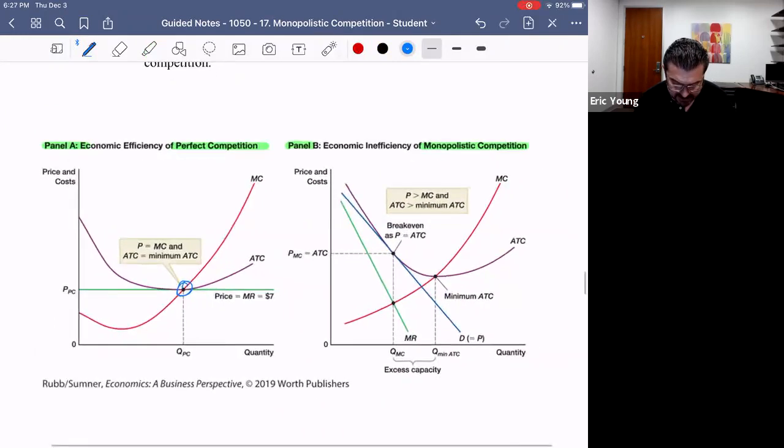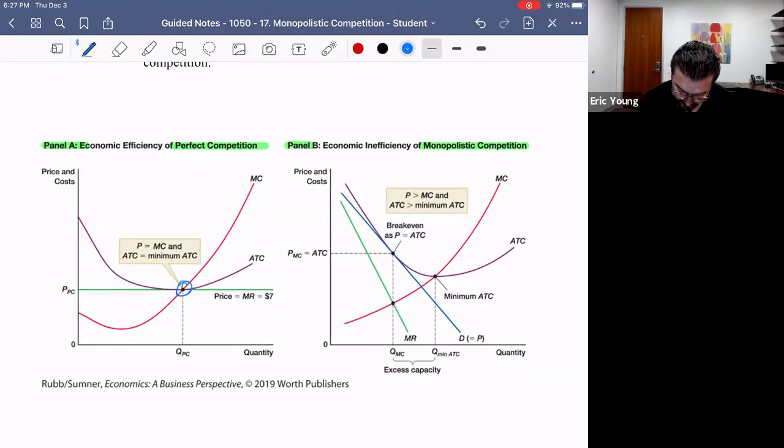In comparison to PC, you see very obviously that number one, the price that the MC firm charges is higher than... sorry, pardon me, let me go backwards. My mistake. The price that the MC charges is higher than the marginal cost. Price is greater than marginal cost. Condition 1 violated. We also know that the second condition was setting a price equal to minimum ATC.